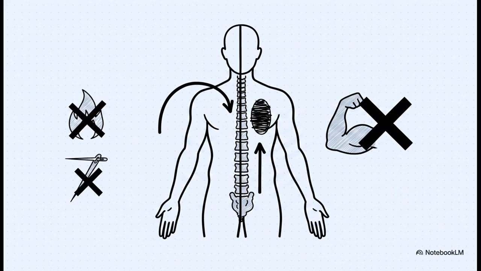sensation. Why? Because the spinothalamic tract, which handles those signals, crosses over to the opposite side the second it enters the spinal cord. So a lesion on the right side of the cord actually blocks pain signals coming from the left side of the body. It's just a spectacular demonstration of clinical neuroanatomy in action.